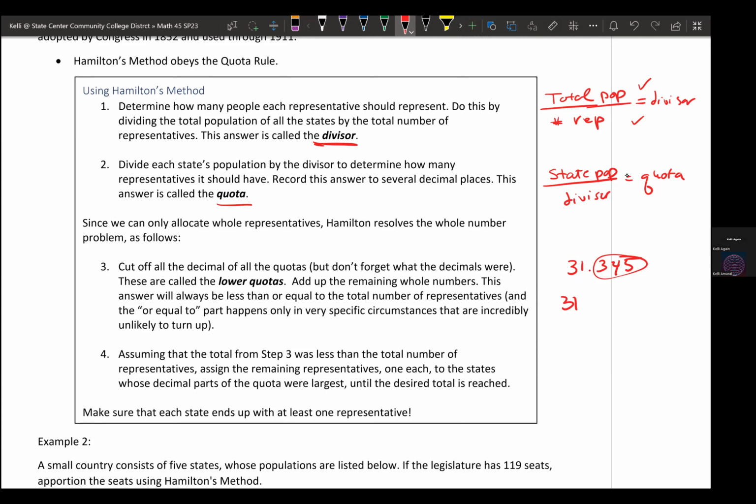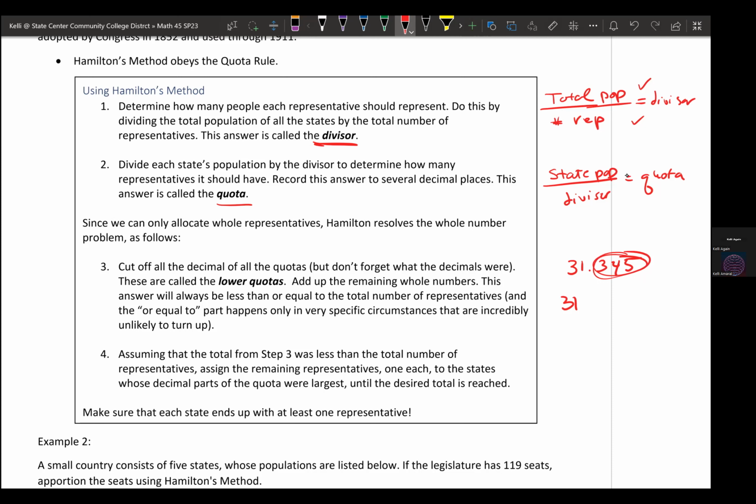All right, so then every state has a lower quota once you drop their decimals. You add all those up, and if that happens to equal the number of representatives, you're good. Everybody gets their lower quota and you're done. However, this will not be equal to the number of representatives because you've chopped off the decimal on each of them. So I don't even know why I said that, because all these decimal parts were in there.